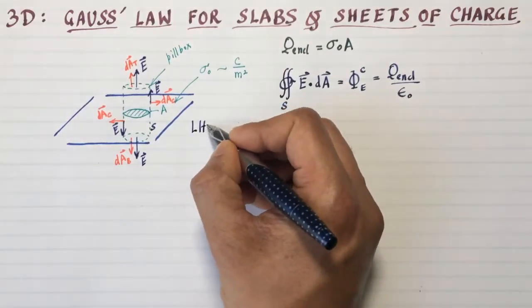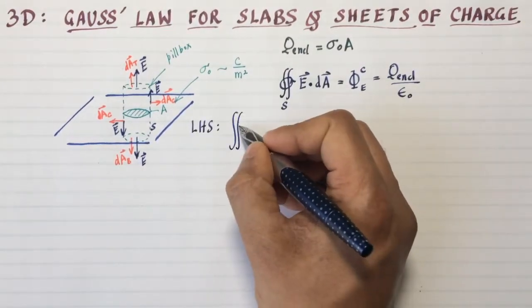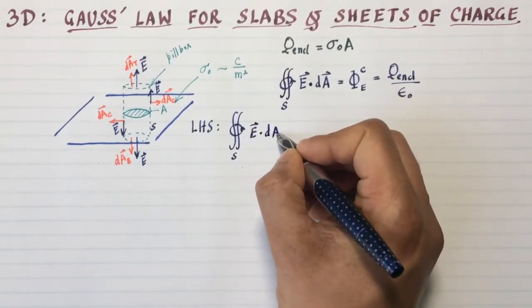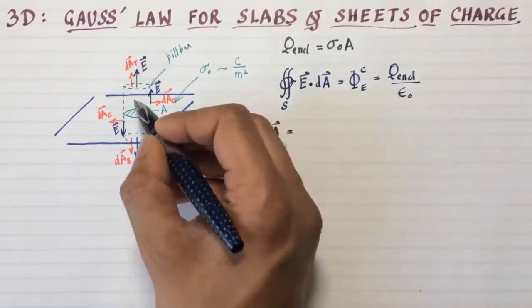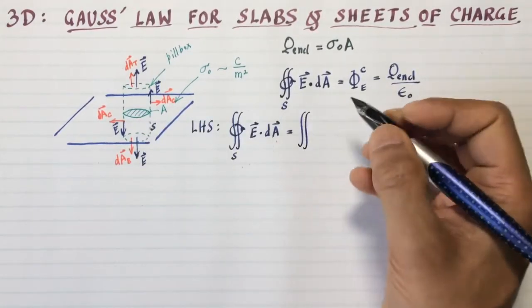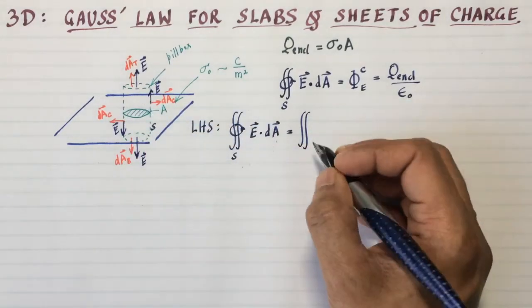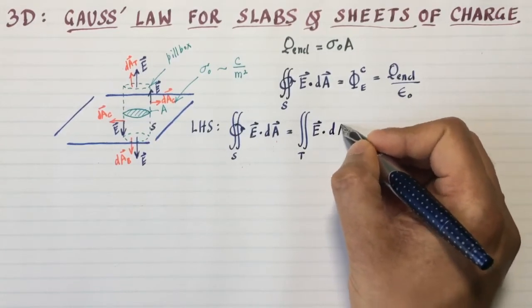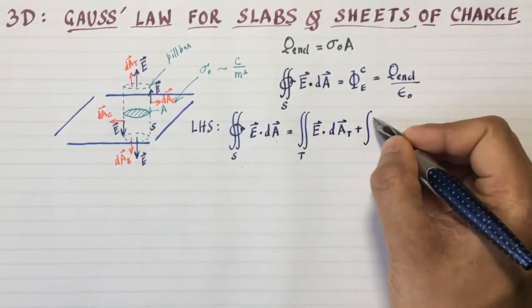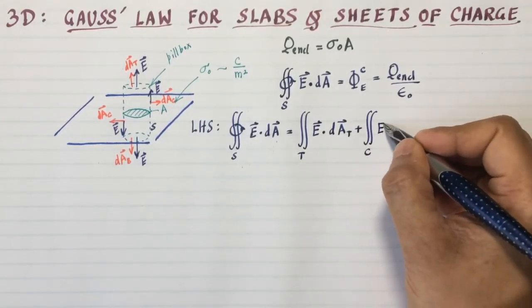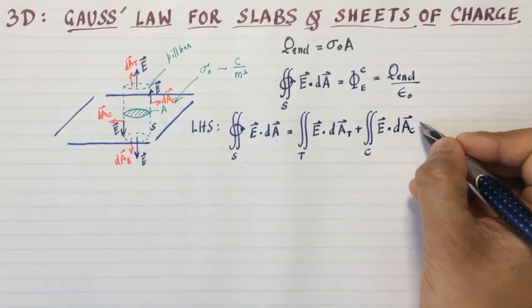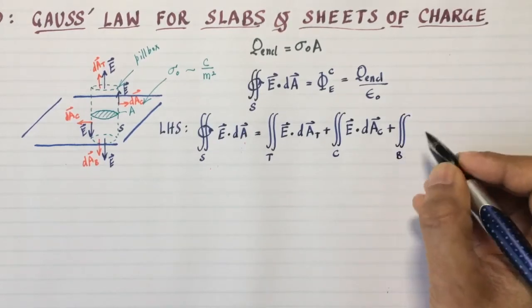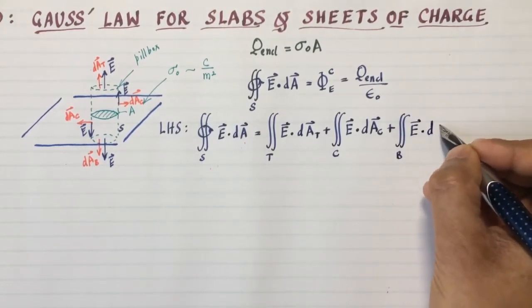So the left hand side is going to be like this. I'm going to break it up into three parts, just like I did in the previous video, because the cylindrical Gaussian surface, the technical name for this is a prismatic pillbox. The top surface, E dot dA top, plus the curved surface, E dot dA curved, plus the bottom surface, which is E dot dAb.